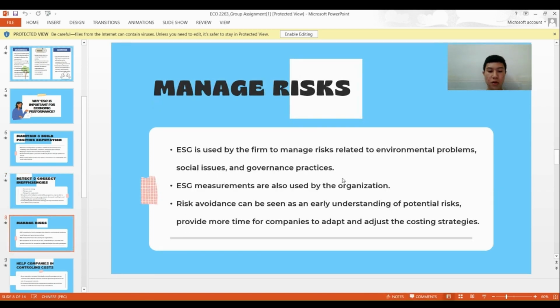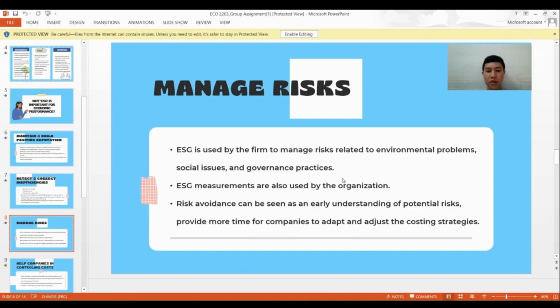Okay, so on why ESG is important in economic performance, ESG is used by firms to manage the risks related to environmental problems, social issues, and governance practice. ESG measurements are also used by organizations to improve risk management by proactively identifying possible risks in order to achieve long-term sustainable growth. So improved risk management means that companies can avoid risks that do not need to be met.